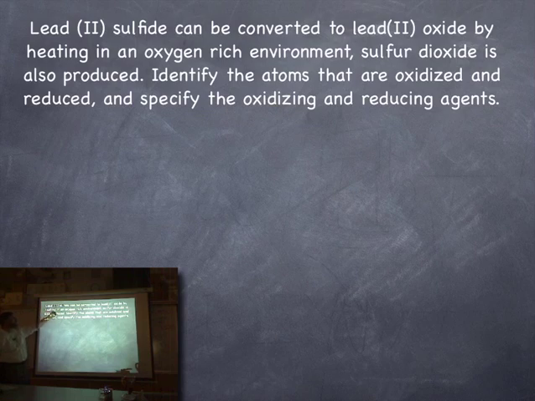It says lead 2 sulfide can be converted to lead 2 oxide by heating in an oxygen-rich environment. Sulfur dioxide is also produced. Identify the atoms that are oxidized and reduced, and specify the oxidizing and reducing agents. It's not that bad. What's the first thing we have to do? We've got to turn these words into a chemical equation. What is the lead 2 sulfide reacting with? The trick here is they said heating in an oxygen-rich environment. That means that there's lots of oxygen floating around to react with this.